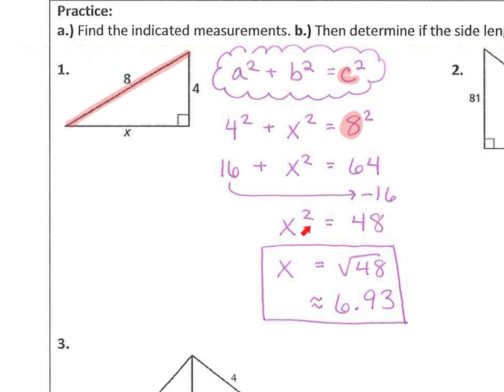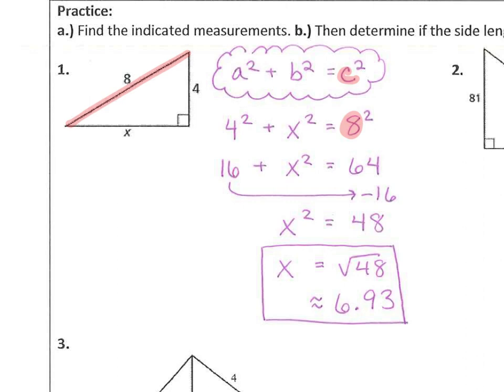I want X by itself. I don't want X squared. So how do you get rid of a square? Based on what I wrote, what should you do? What's that called? A radical. It's called a square root or a radical. So to get rid of a square, you're just going to square root this number.